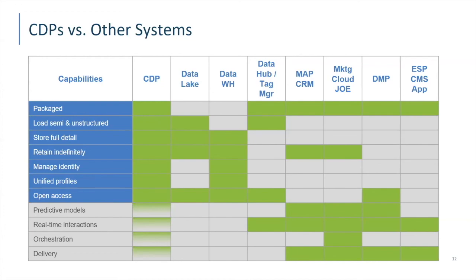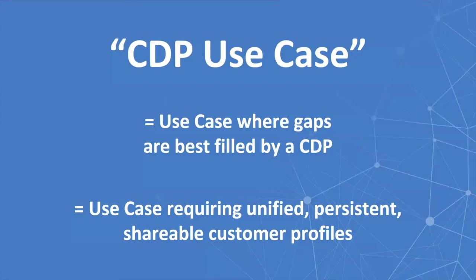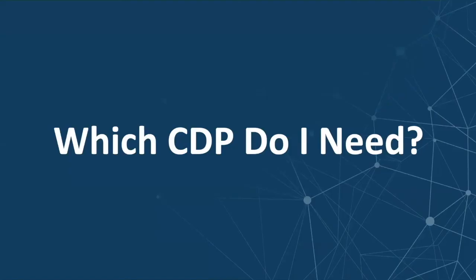So what that means, going back to our original thing, is the use cases that are best solved by the CDP, the gaps that are best closed by the CDP, are the use cases that require those unified, persistent, shareable customer profiles, those core CDP features that none of the other kinds of systems are really likely to provide. Okay, so now we know whether I need a CDP. I need a CDP if I have requirements to provide those unified, shared, persistent customer profiles.